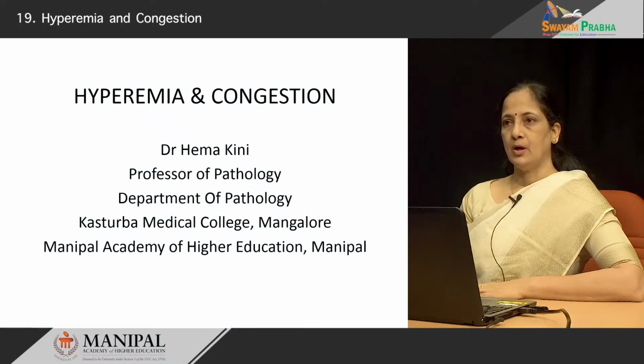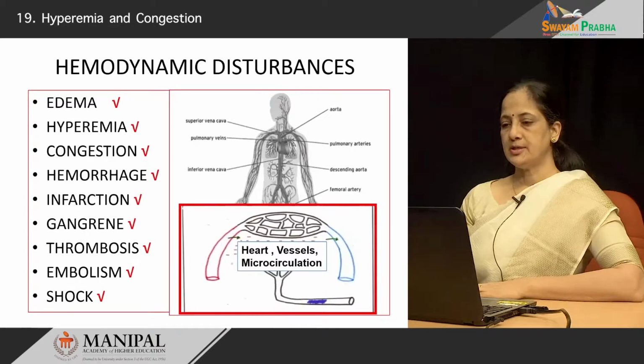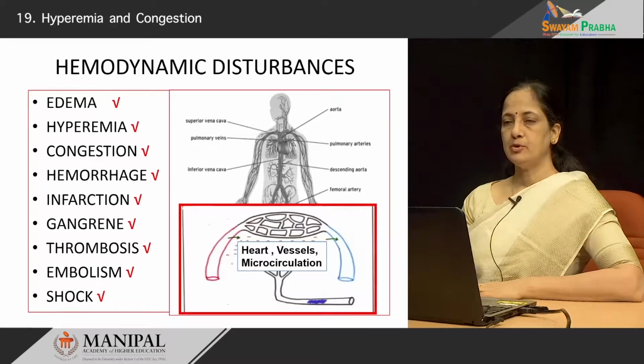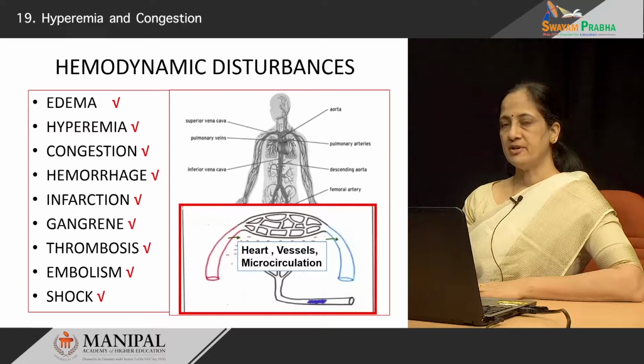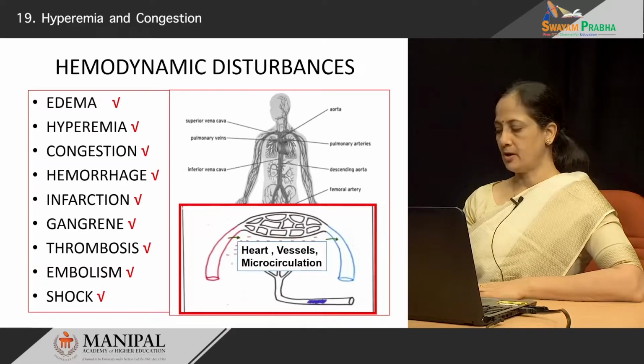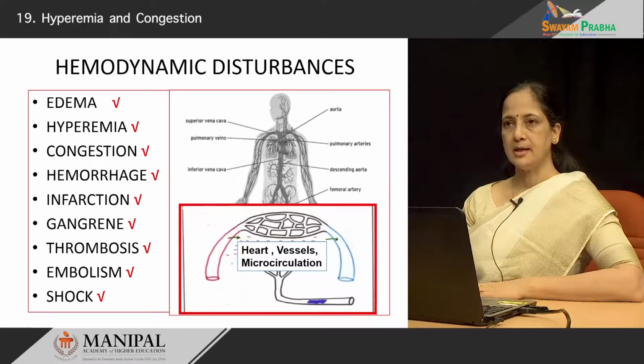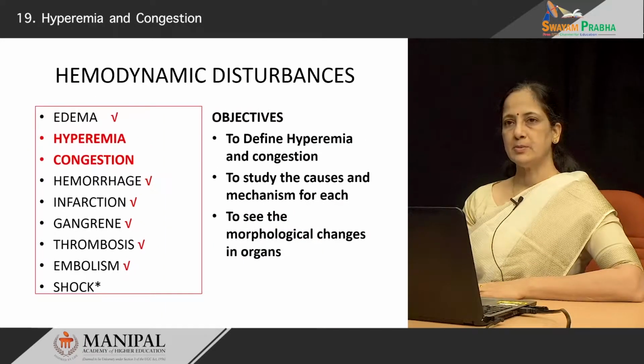Hello. In this class, we are going to continue looking at hemodynamic disturbances. This group of disorders involves a number of different problems that can occur because of aberrations in our blood circulation, either at the level of the heart, the blood vessels, or the microcirculation. In this class, we will focus on hyperemia and congestion.